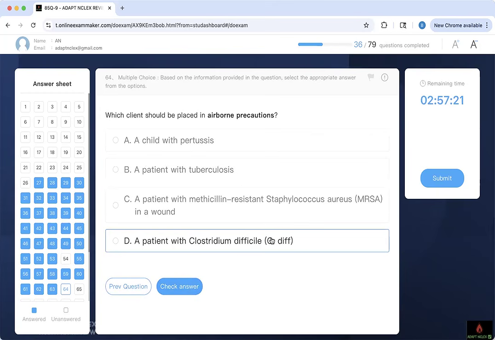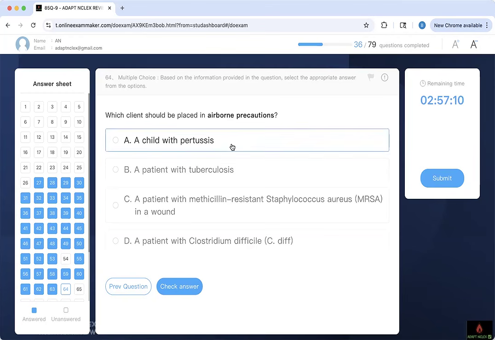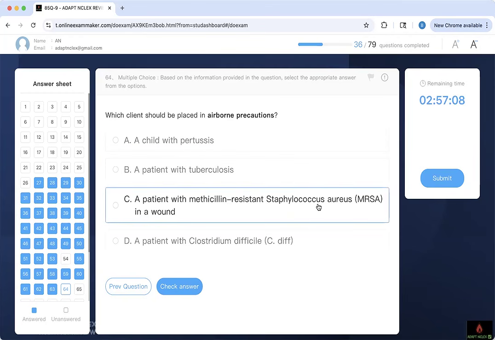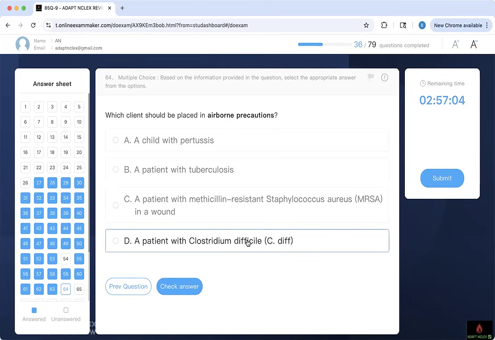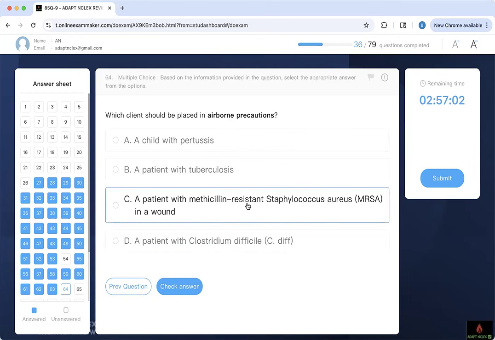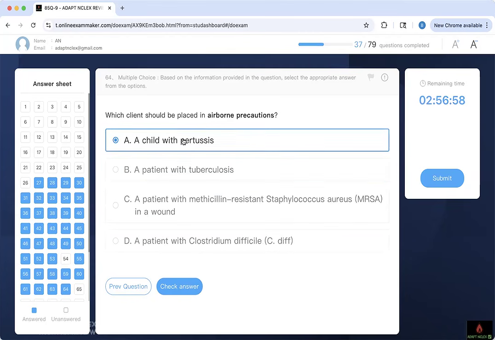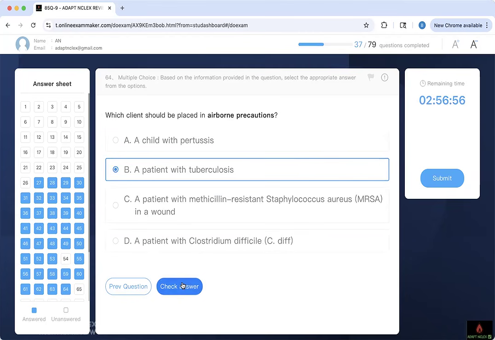Which client should be placed on airborne precautions? Know your airborne organisms, whatever acronym you know. But even if you don't know, look at each of them. Pertussis, tuberculosis, MRSA, C. diff. We just saw C. diff. We know it's contact. It's gone. MRSA is also contact. Tuberculosis, airborne. Pertussis is droplet. Therefore, this one.